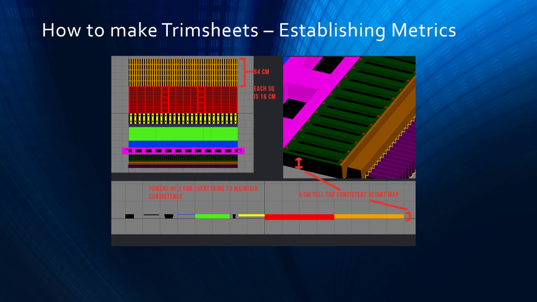Now, for the actual height of the details, I needed to maintain a consistency of 4 centimeters for the height map that I would be trying to bake out, or else the details would come out very odd because of the parallax occlusion mapping method that I'll be explaining later on.